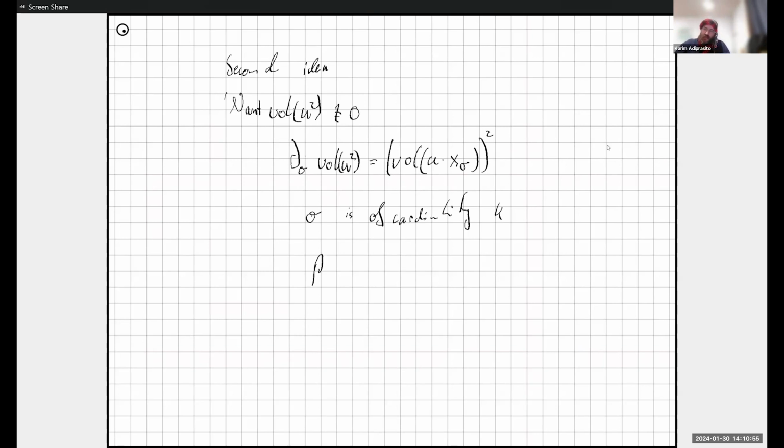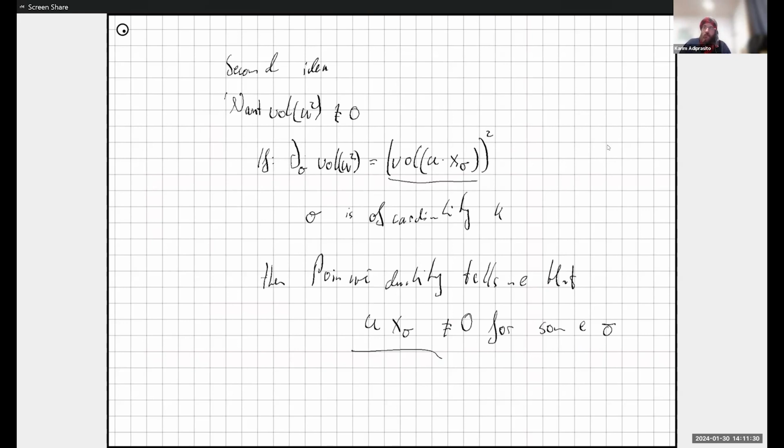Why, if I have an identity like that, am I done? Well, Poincare duality tells me that u X sigma is not equal to 0 for some sigma. If this is non-zero, then of course the volume, that's just the same thing, it's just evaluation. This is non-zero, then the square is non-zero, then this here is non-zero. In particular, this is non-zero.